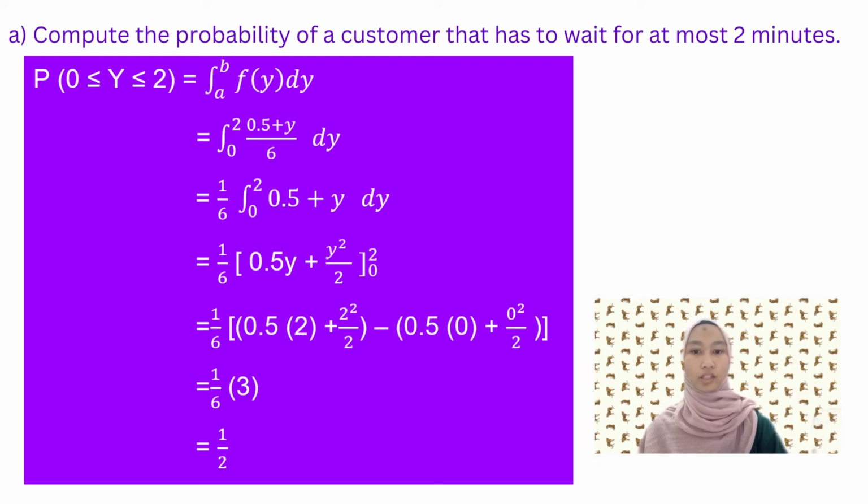0.5 plus y dy. So we are going to integrate 0.5 plus y. So it becomes 1/6 bracket 0.5y plus y squared over 2 close bracket, 0 to 2. Next, replace 2 and 0 into y, so it becomes 1/6 bracket 0.5 times 2 plus 2 squared over 2 minus 0.5 times 0 plus 0 squared over 2 and close bracket. So the last answer is 1/2.